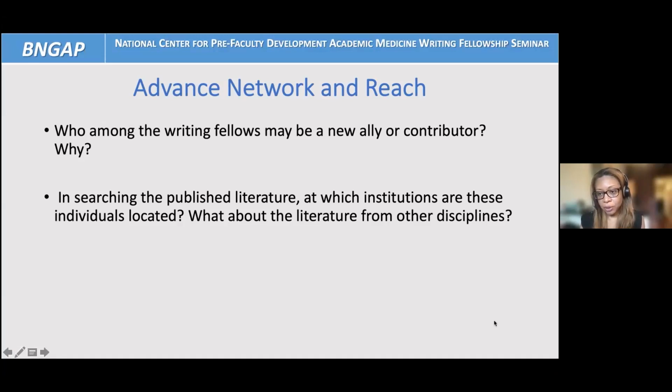Anyone else? Who amongst the group here that you've heard can be potentially an ally or contributor? And where are the people that are in your published literature? Something I'll tell you normally, if you want to do outreach, if you're interested in a topic and you see an article by someone and you see that person at a national conference, it's okay to go up to that person and say, "Hey, my name is so-and-so, I've read a lot of your work."